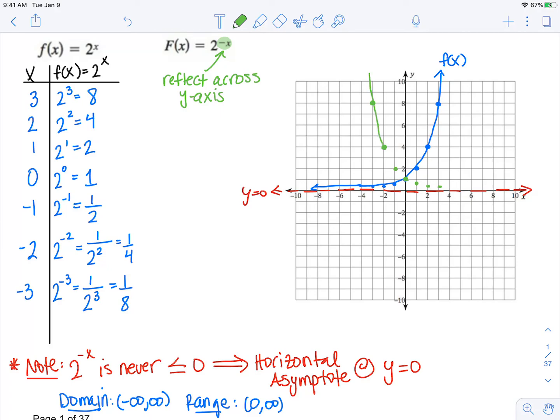So now we see a negative exponent really just reflects that same graph across the y-axis. So our domain is still the same, negative infinity to infinity. Our range is still the same, 0 to infinity. And our horizontal asymptote doesn't change as well. It's y equals 0. So this is how we can quickly sketch exponential functions.